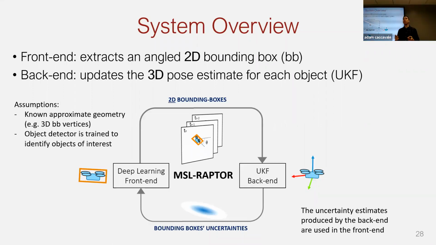And this ends up being really nice because we can take advantage of it by passing it back to the front end, and by front end, I mean the part of the pipeline that is going to be processing the image. I'm going to explain all this in more detail shortly, but at a high level, an image comes in, is processed into a 2D bounding box. This is sent to the back end, which then estimates the 3D pose and uncertainty, and that uncertainty is sent back to the front end.